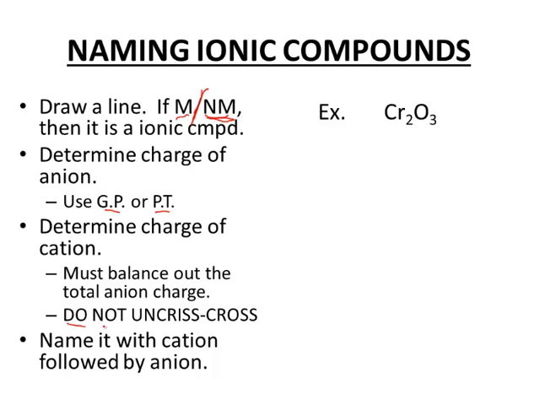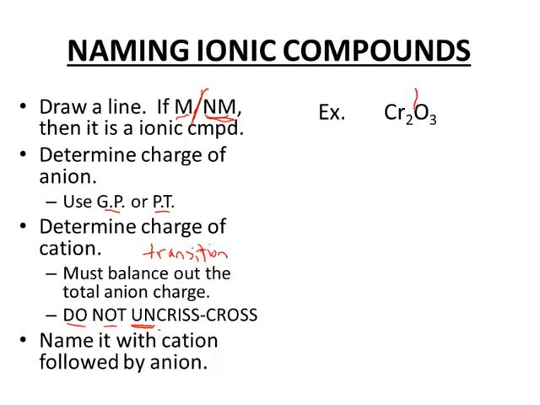Don't crisscross, or don't uncrisscross. So don't just take those numbers and move them back. It works part of the time, but it doesn't work all the time, so we don't want to get stuck in that pattern of uncrisscrossing the numbers like we just did. And then name it, with the cation followed by the anion. So our tricky ones are the ones with our transition elements. Because with those ones, we don't know what the charge is to begin with. We have to actually determine the charge from the chemical formula.